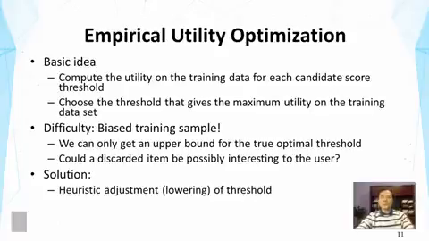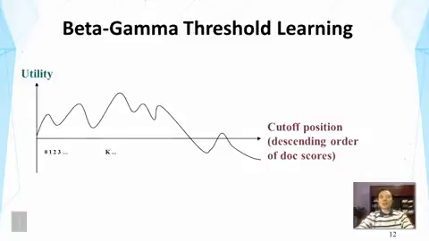So how do we solve this problem? Well, as I said, we can lower the threshold to explore a little bit. So here's one particular approach called beta-gamma threshold learning. So the idea is the following.